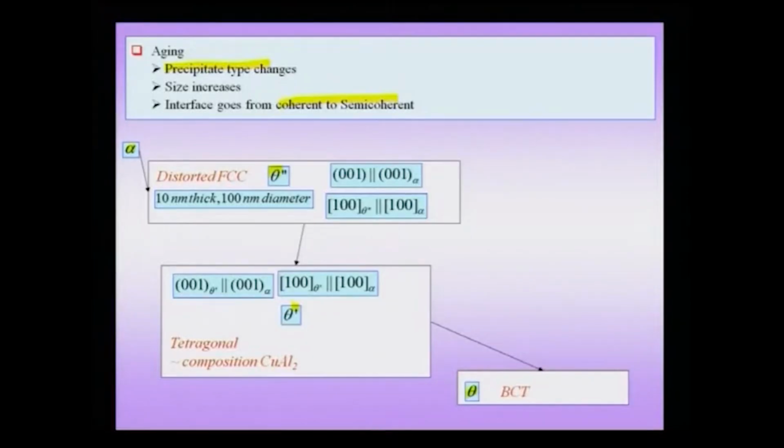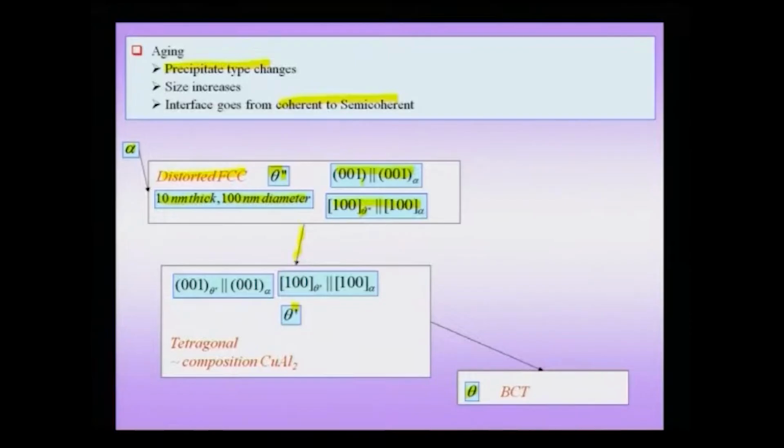The sequence of precipitates which we have seen is that initially you have a uniform solid solution. On aging you get a theta double prime phase, which is a distorted FCC phase, typically in the form of a disc or plate about 110 nanometer thick and about 100 nanometer in diameter. So, these are actually nanoscale precipitates, and they form with a certain orientation relationship with the matrix. In the case of alpha and theta double prime, the 001 plane in the theta double prime is parallel to the 001 plane of the matrix alpha, and the 100 direction in theta double prime is parallel to the 100 direction in the alpha matrix.